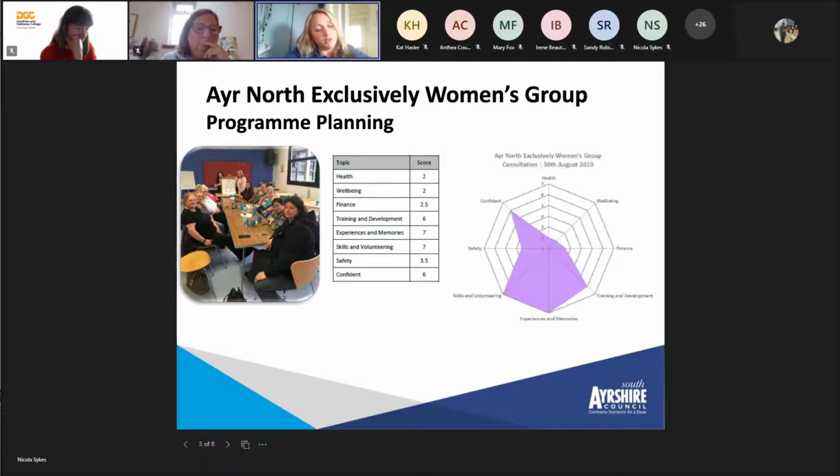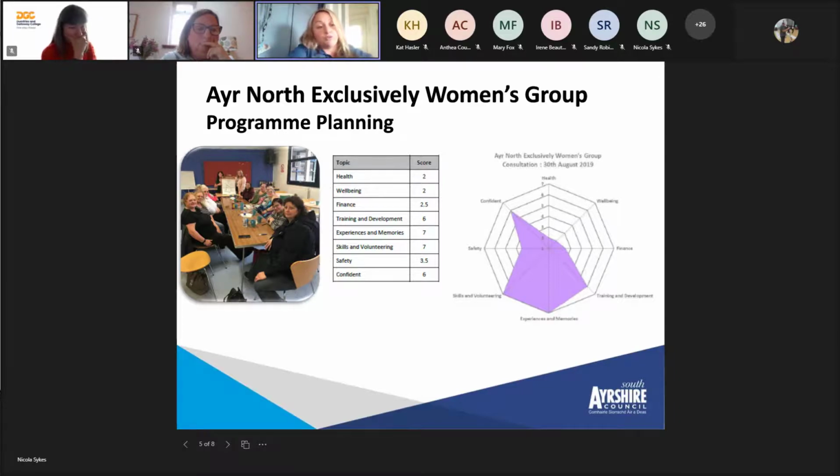At this session, the topics scoring the lowest were safety, health and wellbeing, and finance. So we used that to formulate the programme going forward with Women's Aid inputs, police input, mental health, and financial advice. Experiences and memories and confidence scored highly, which we expected because they're a fundamental part of the programme and they had been the focus of earlier sessions.